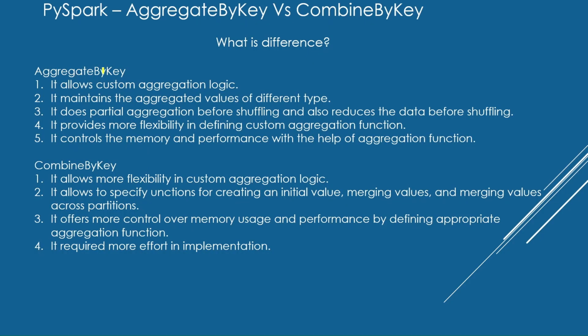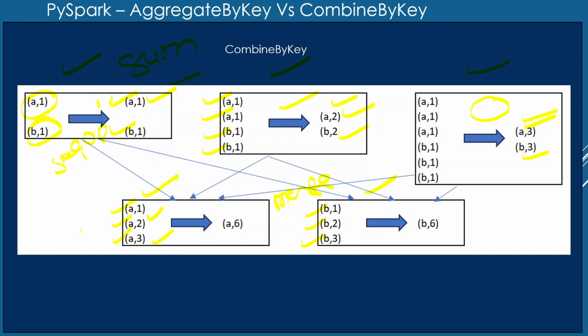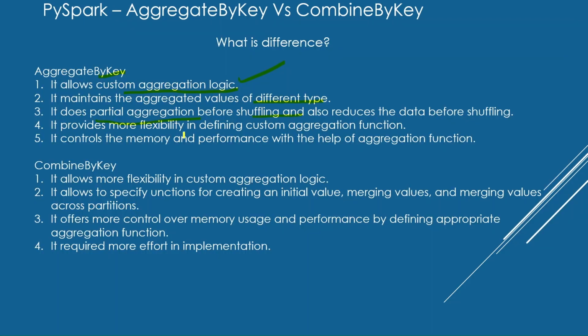Okay, so let's discuss aggregate by key. It allows custom aggregation logic. We have discussed that whenever there is a requirement to write custom logic in the aggregation function, we should use aggregate by key. It maintains the aggregated value in a different type. So whenever the end result needs to be of a different type, we can use aggregate by key. It does partial aggregation before shuffling. As I discussed here, the aggregation happens per key, and after that aggregation, the shuffling process is applied. So this point is talking about that.